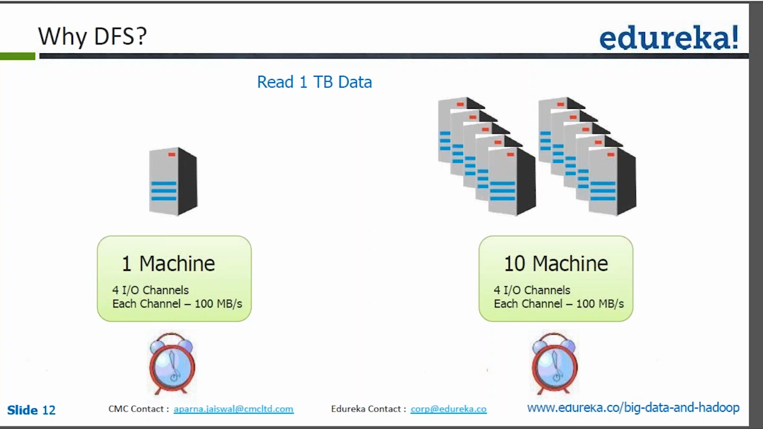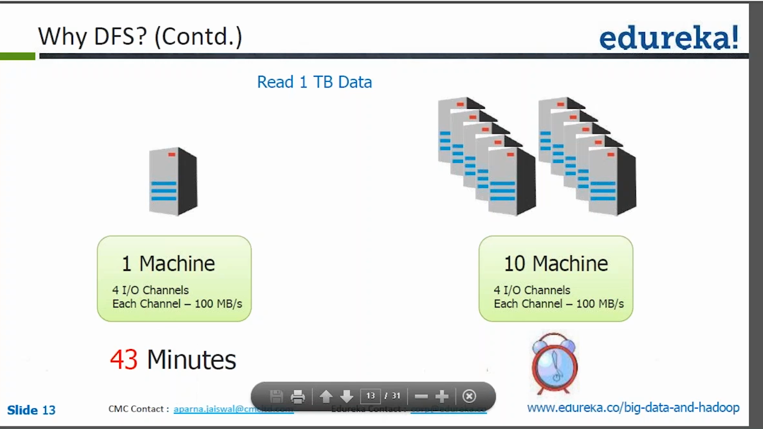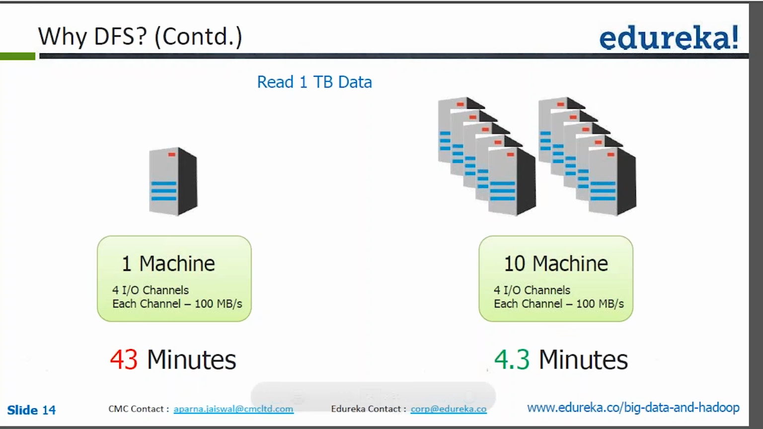If I have 4 IO channels in one machine and each channel can process 100 MB of data per second, and it takes say 43 minutes with one machine, how much time will it take with 10 machines? Exactly 4.3 minutes, right? It's simple maths. That's where we are going to use the distributed mechanism to solve the problem.